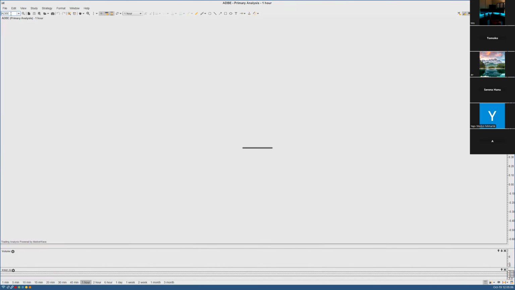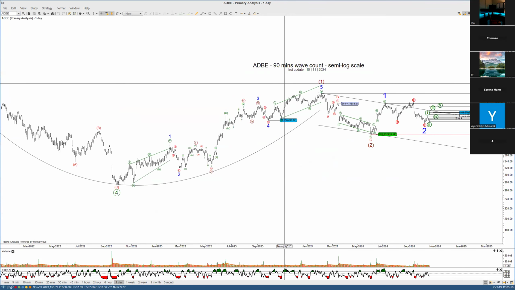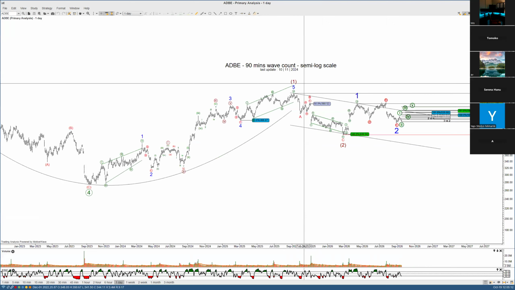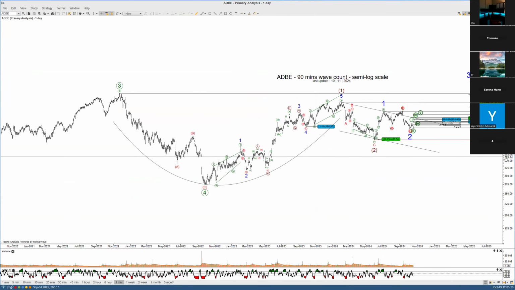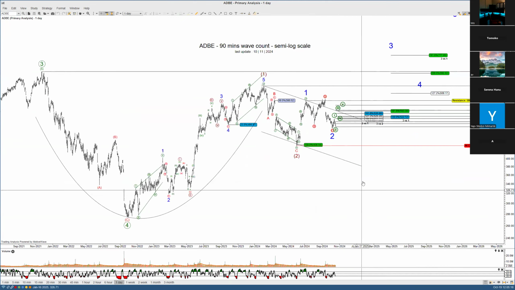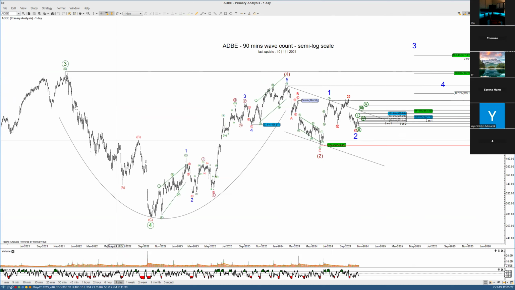But you gotta look on a different time frame. Like, look at this, Adobe. I know it's just a nightmare right now, but look at the picture of this.